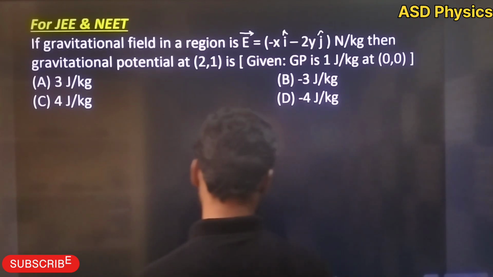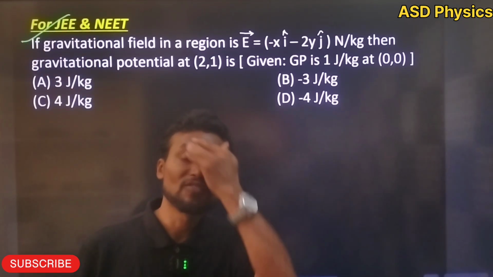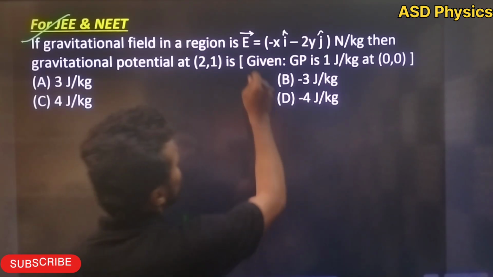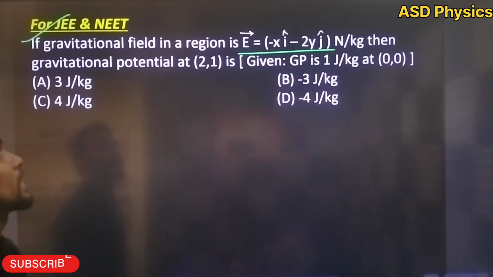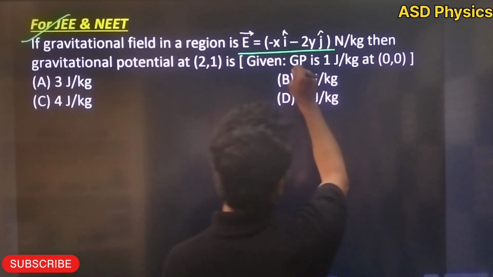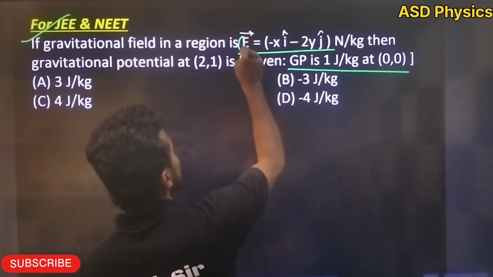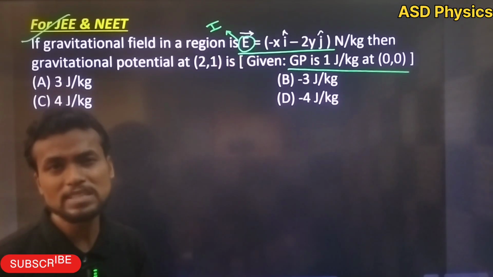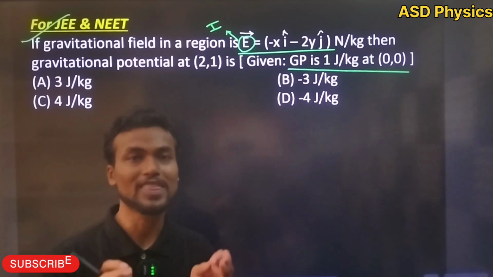We'll go next. Next one, we are going to see this one here. Now the gravitational field is given, and we have to calculate the GP. If the gravitational field in a region is given by E equal to minus x I cap minus 2y J cap, then what is the gravitational potential at (2, 1), given the GP at (0, 0) is 1? Unit joule per kg. Remember that in 12th we use E, and in 11th we use I. I means gravitational field intensity, E means electrical field intensity. Sometimes we use I and E interchangeably, so no need to worry.